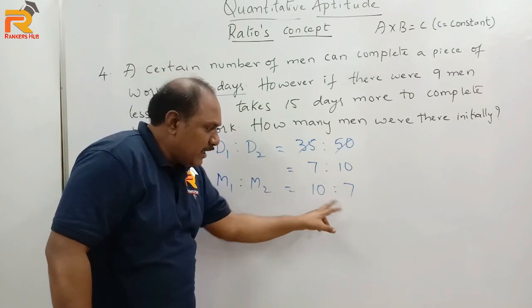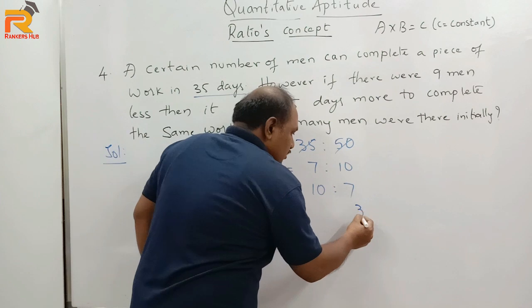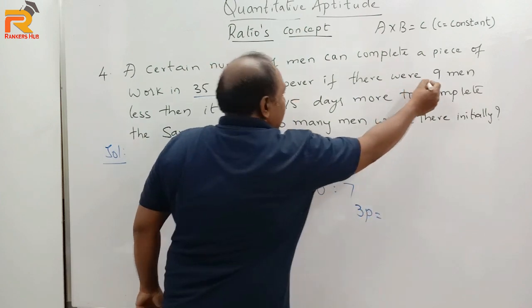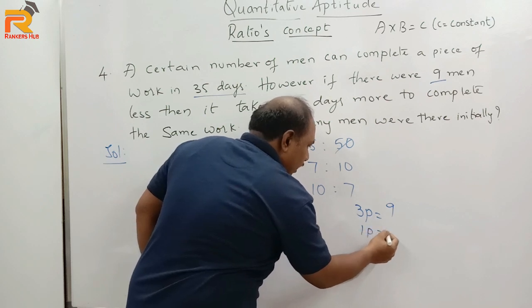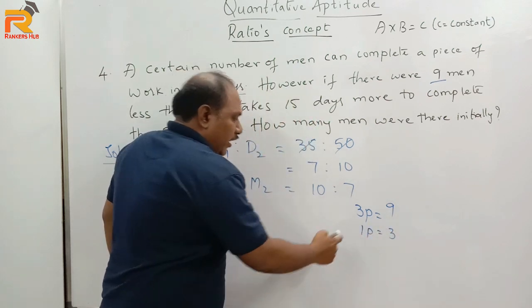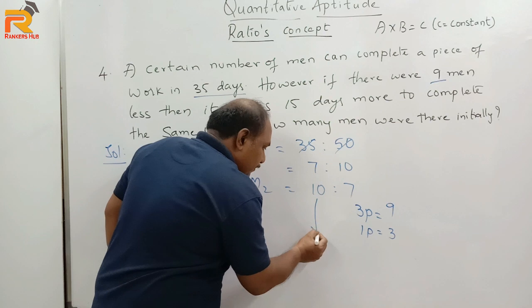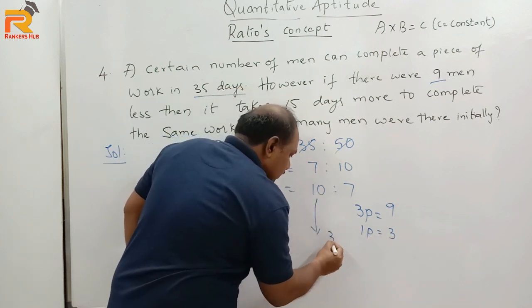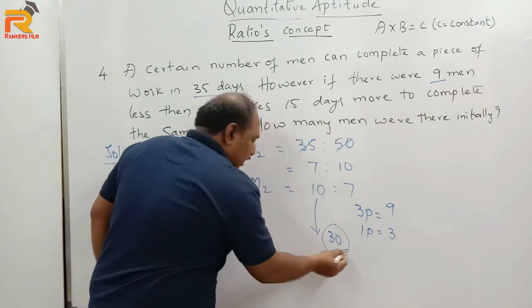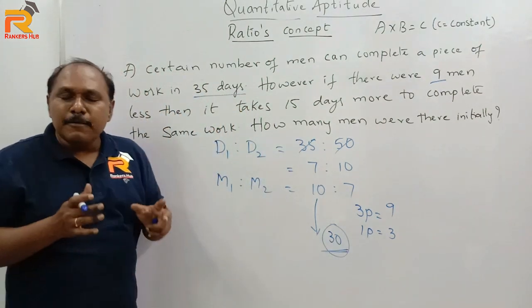Here the difference in men is 3 parts. So that 3 parts is given as 9 men. So if 3 parts is 9, 1 part should be 3. If 1 part is 3, the initial number of men is 10 parts. So 1 part is 3, 10 parts is 30. So initially there were 30 men.